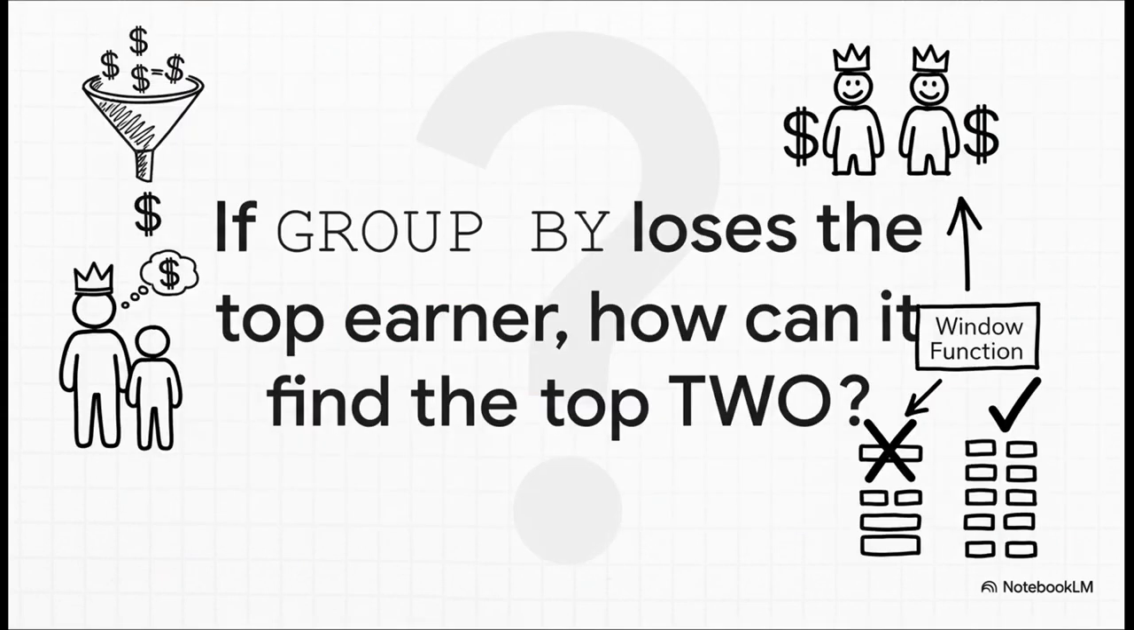So here's the bottom line. If group by can't even tell us the name of the single top earner, how in the world is it going to give us the top 2? The short answer is, it can't. Not easily anyway. We need a totally different way of thinking about this, one that doesn't destroy our rows.